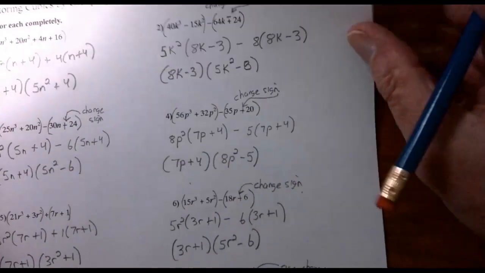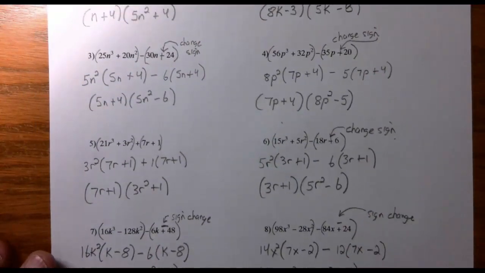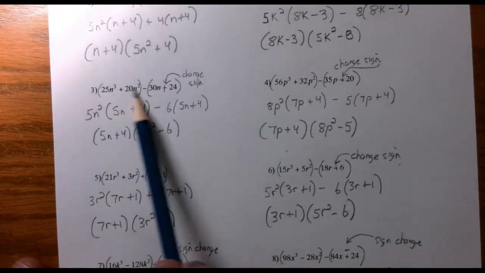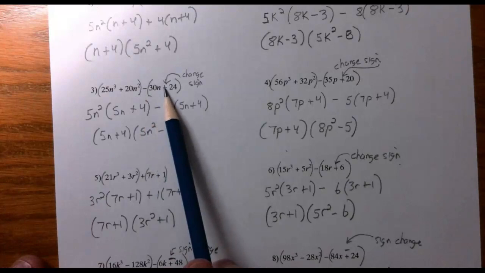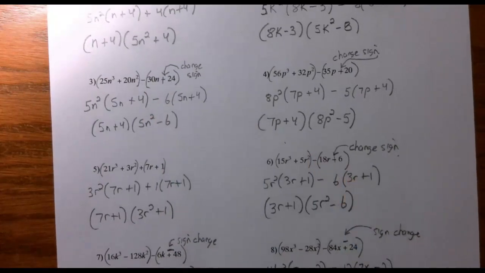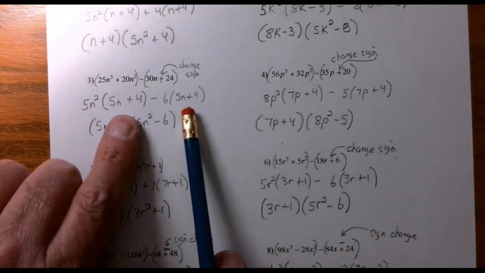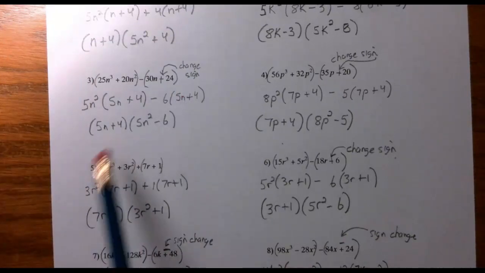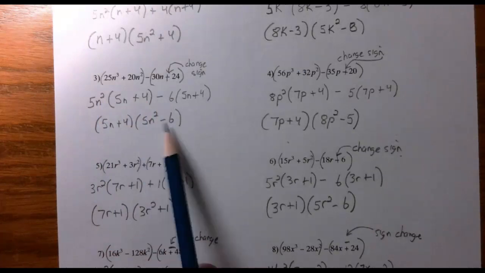Again, once you kind of get the idea, I'm going to show you each once. You can always stop the video and use this as the key. Again, this one here, we changed the sign because that's negative. So this -24 becomes +24. Factor the common factor out of each one. We get 5n plus 4. Factor that out then in front. I'm left with 5n squared minus 6 right there.